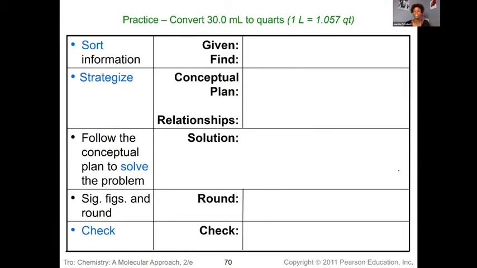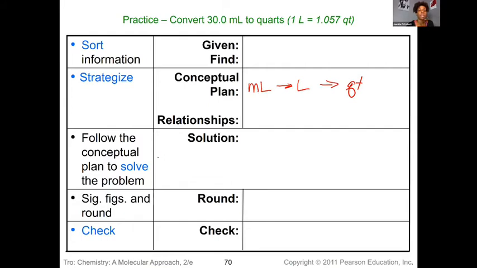Next problem. It says we want to go from 30 milliliters to quarts. Again, I asked, do I know a direct relationship between one or the other? So from milliliters, I would first need to get to liters, and then from liters, I would be able to go to my quarts. So it's, again, a 2-step problem.